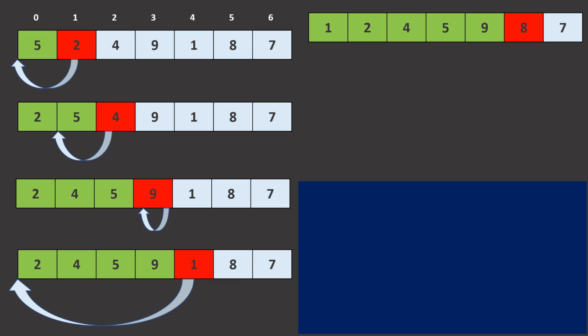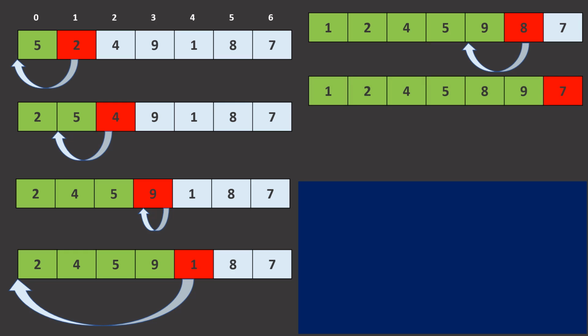Among them 8 is the key now. So 8 has to be inserted in the sorted part of the list. So 8 will be compared with 9 and you'll find that 9 is greater. So 9 will move one position right. Now 8 will be compared with 5 and you'll find that 5 is smaller. So 8 will be inserted just after 5. Now your list becomes like this.